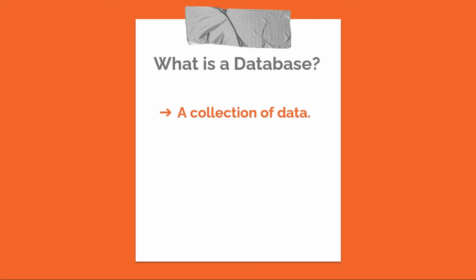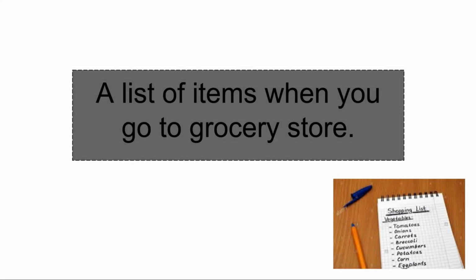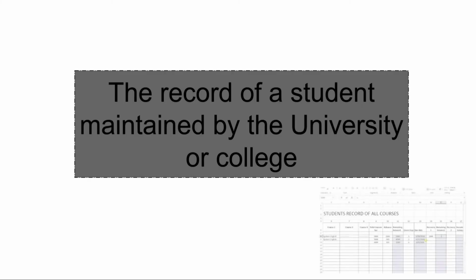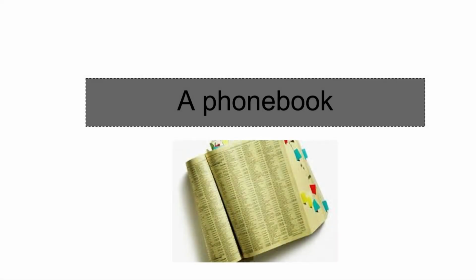There are all sorts of collections of data around us in the real world. Things like a list of items you prepare whenever you go to buy something from a grocery store qualifies as a small database, or a record of a student maintained by the university also qualifies as a database. Another example is a phone book, usually organized alphabetically by names of people. This is a large database in which you search for a phone number until you find the name. Let's suppose you want to search Ramesh. First you search names starting with R, then you can search Ramesh.